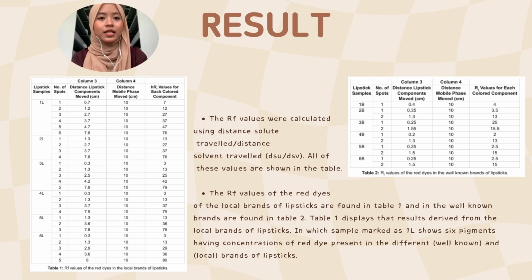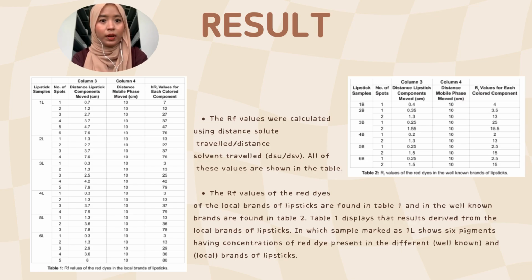Table 1 displays the result derived from the local brands of lipsticks, in which a sample marked as 1L shows 6 pigments having concentrations of red dye present in the different well-known and local brands of lipsticks. There is no characteristic data which could differentiate among the lipstick sources, and therefore the concentrations of the red dye were not a unique identifier for the lipstick sources.